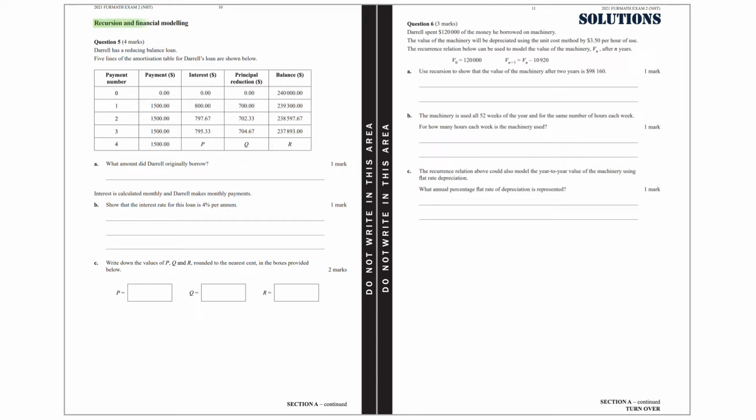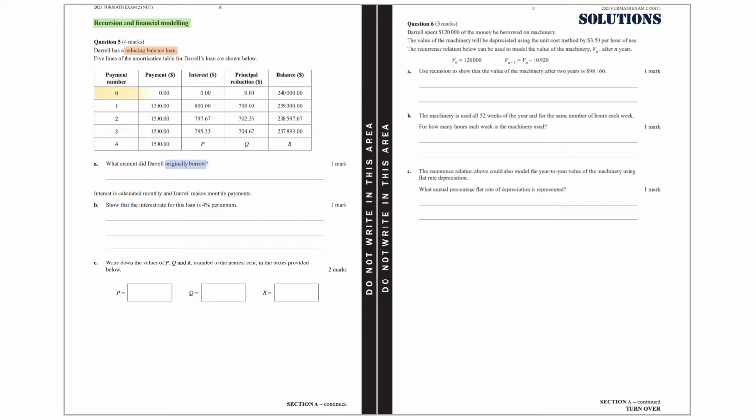Recursion and financial modeling. Question 5. Daryl has a reducing balance loan. 5 lines of the amortization table for Daryl's loan are shown below. Part A. What amount did Daryl originally borrow?